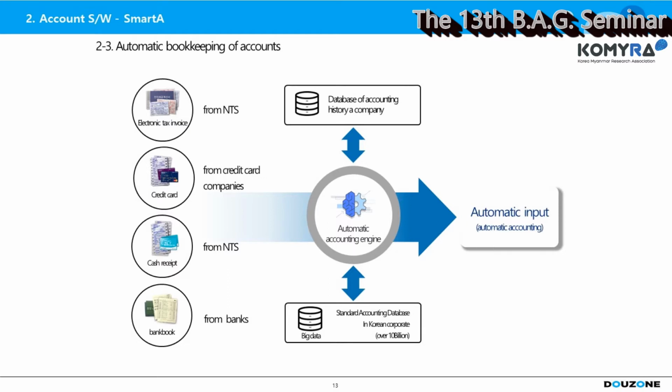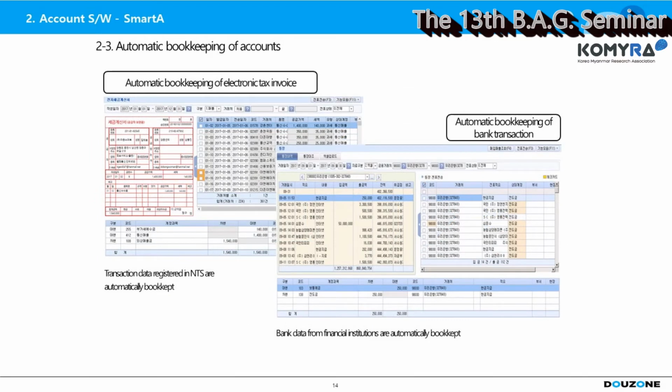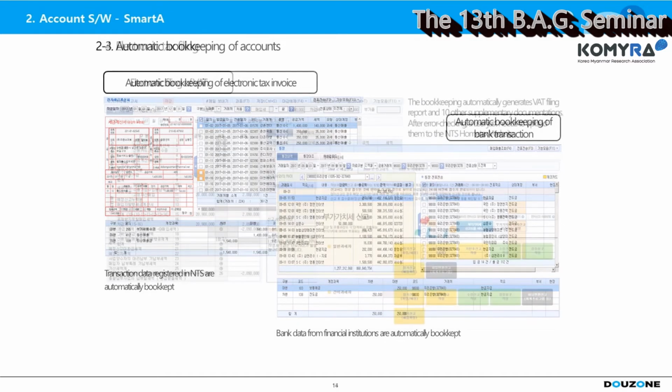Our solution scrapes electronic tax invoices, credit card records, cash receipts, and passbook or bank book data. We scrape all of these sources every night, and we match them with the Douzone big data to make the bookkeeping. I think this is a technology that greatly enhanced our company productivity and enables AI in the accounting system. The scraped data is automatically booked as you see now, and you can easily check it.